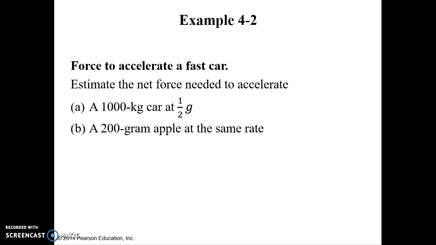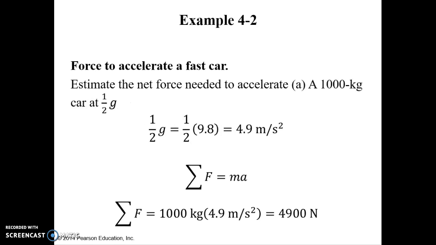For our first example, we'll estimate the net force needed to accelerate a 1,000 kilogram car at half g, or half the value of gravity, and do the same for a 200 gram apple. First step is to calculate the acceleration at half of gravity, which is 9.8 divided by 2 to give us 4.9 meters per second squared. Then applying Newton's second law, the sum of the forces equals ma, we just plug and chug to get 4,900 newtons.